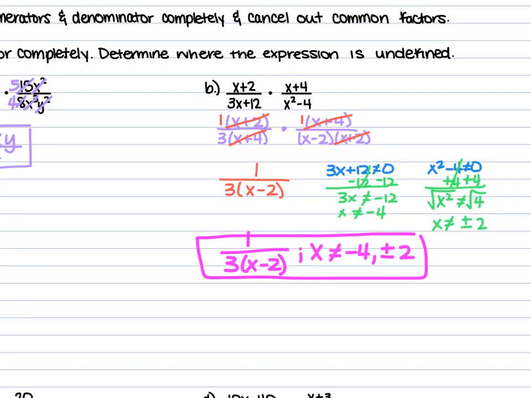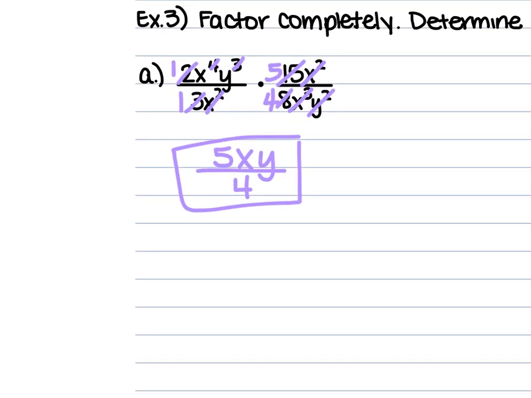For A, if we go back, we have 3x squared and 8x cubed y squared. If we set both of those not equal to 0, x just cannot equal 0, nor can y. So x cannot equal 0, y cannot equal 0.